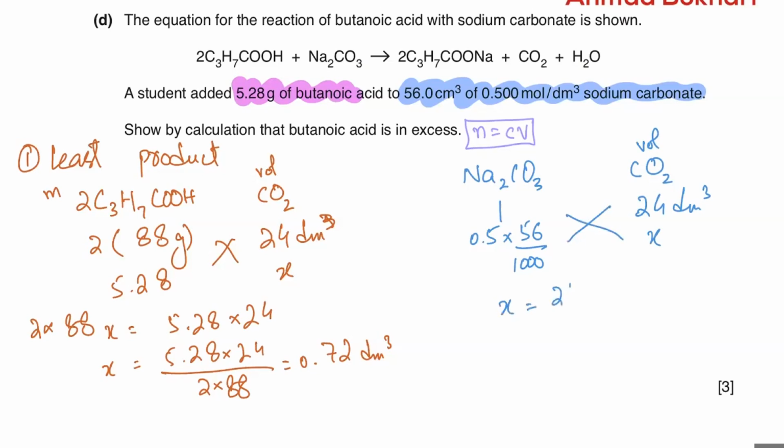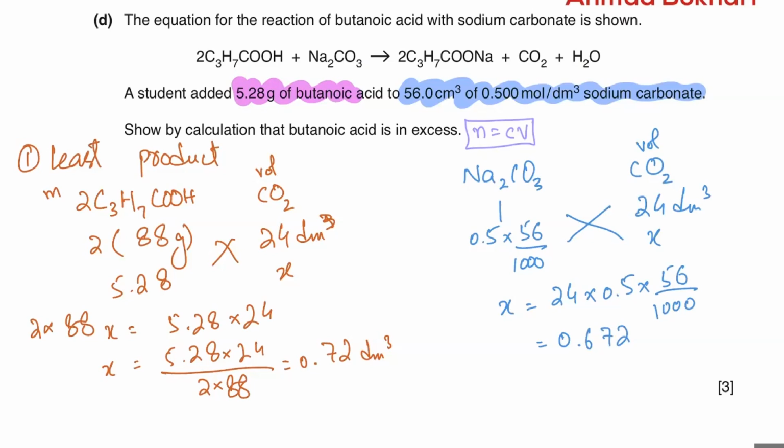X is going to be equal to 24 times 0.5 times 56 over 1000. This gives me 24 times 0.5 times 56 over 1000, 0.672.